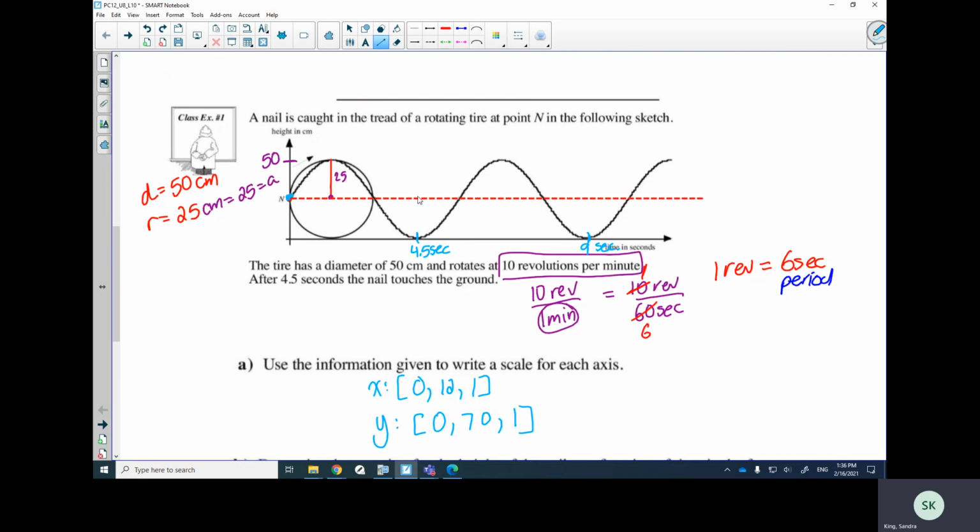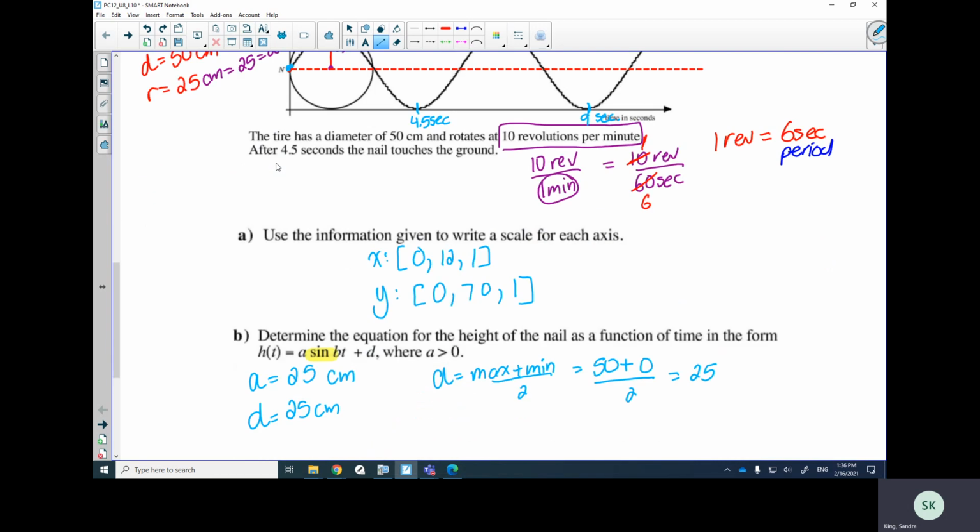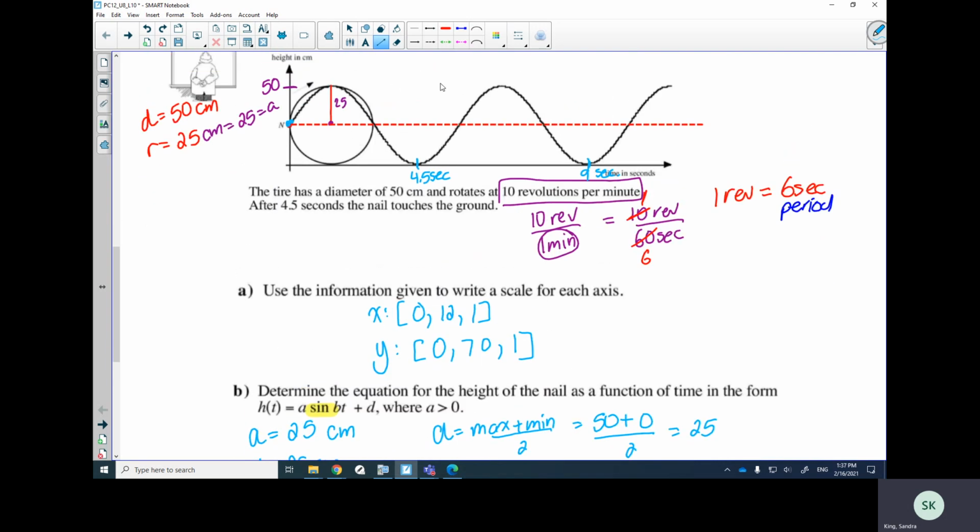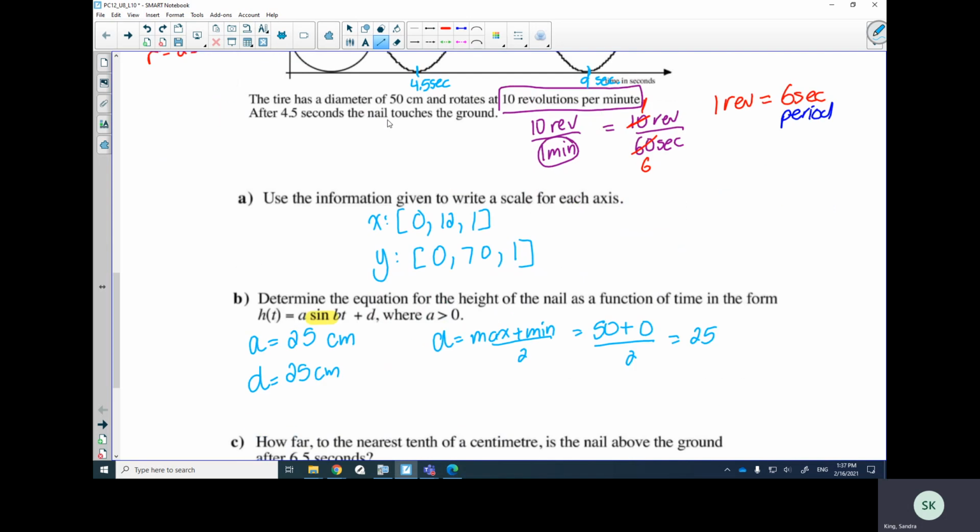So that there is my midline. The height of the graph is 25. From 25 plus 25 takes me to 50. So far, it's making sense. From this peak to this peak should be 6 seconds. That's my D value, or sorry, that's my B value.